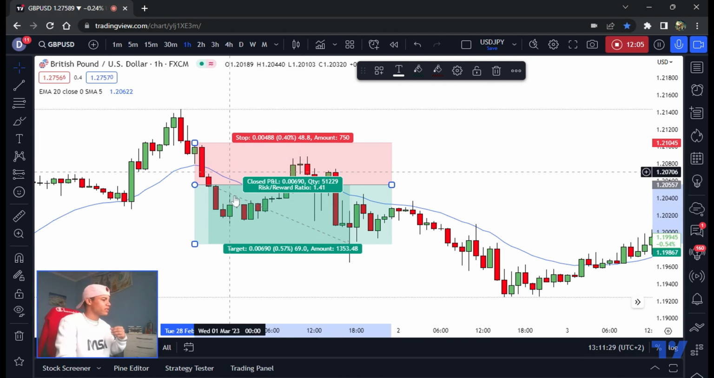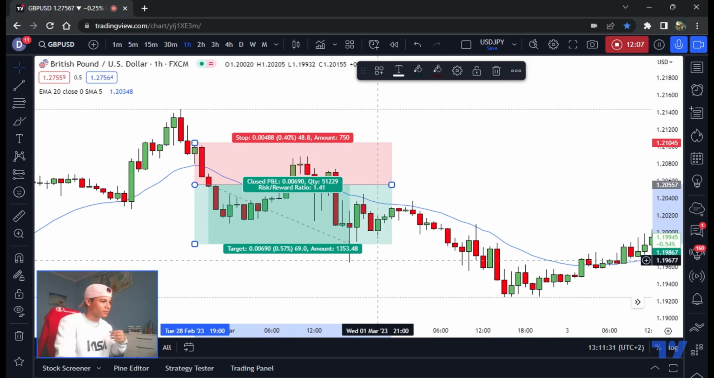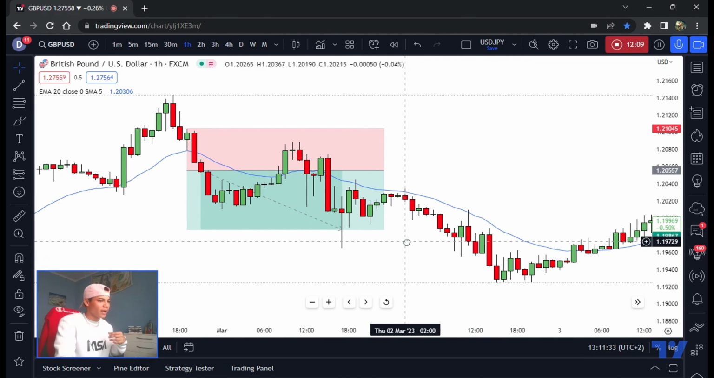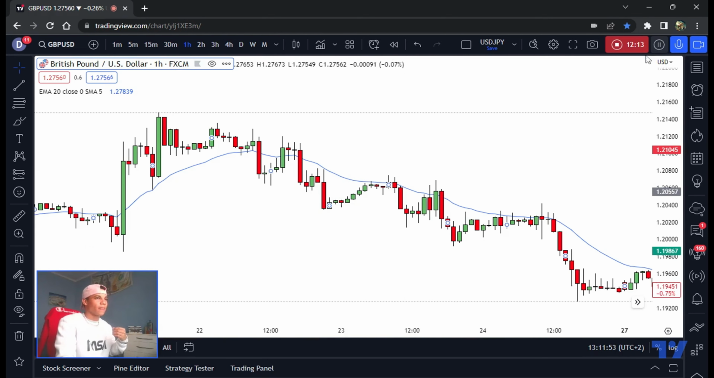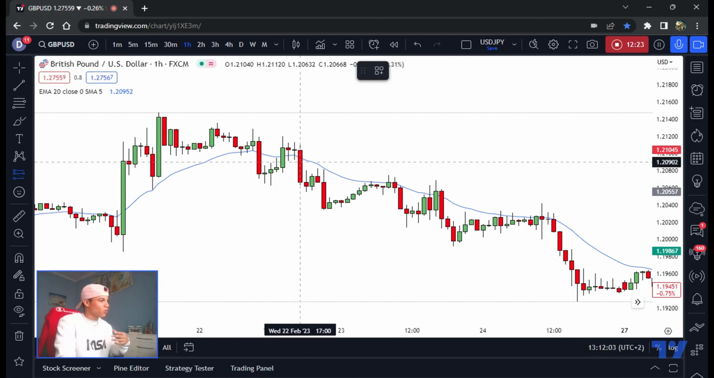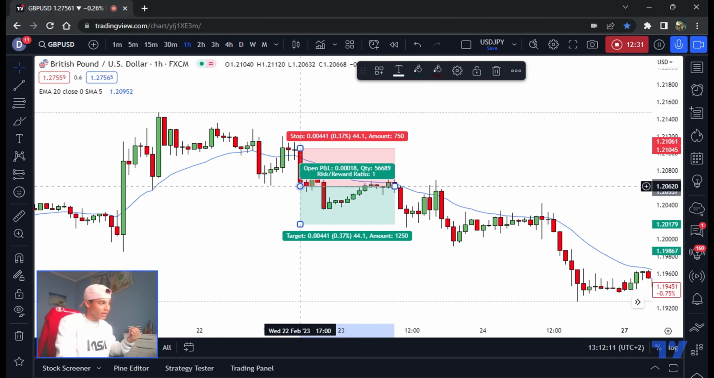So as we can see, price did in fact smash our TP, and that is a winning trade. We have another example right here on the GBP, British pound and US dollar. Same rules apply. We have price crossing the EMA, we have price closing below the low of that candle that broke the EMA. Our entry will be on that candle.